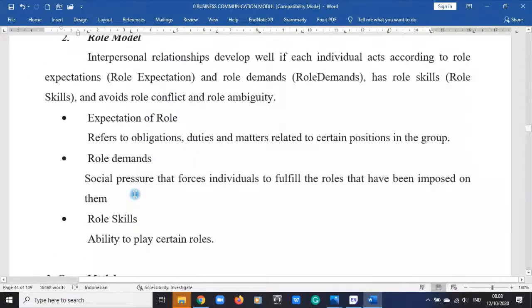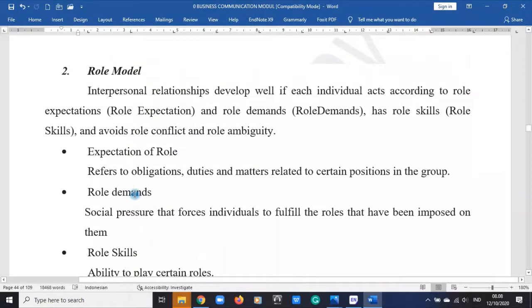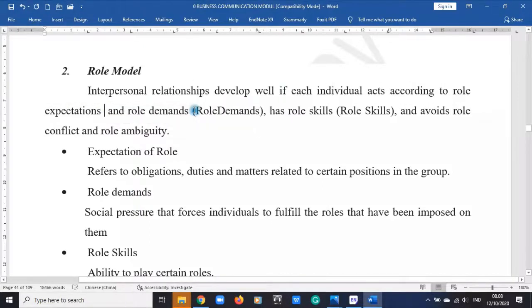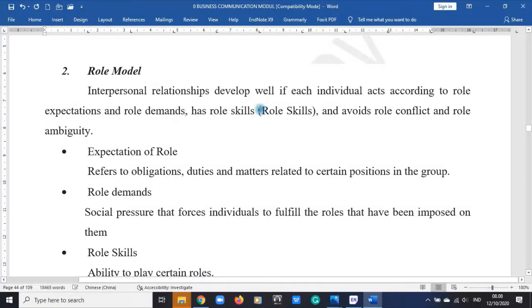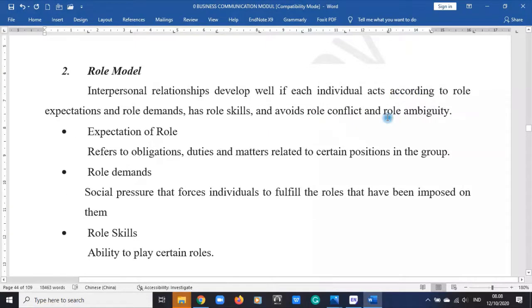And then the next theory is the role model. Interpersonal relationship develops well if each individual acts according to role expectation and role demands, and also has role skills and avoids role conflict and role ambiguity.